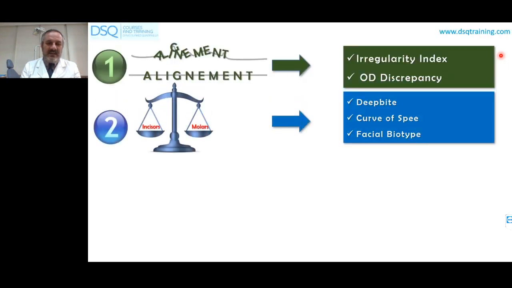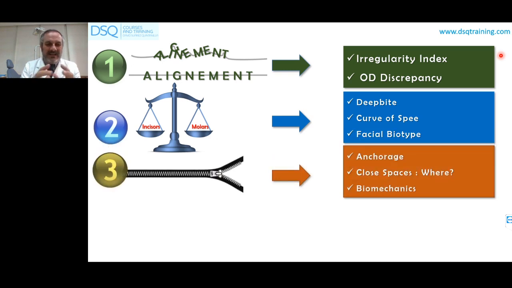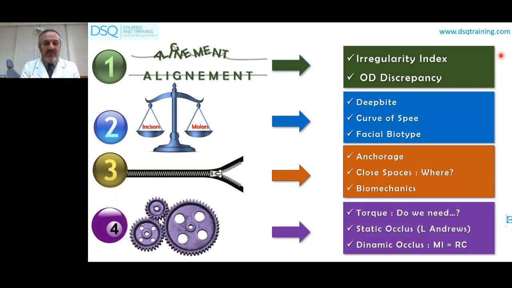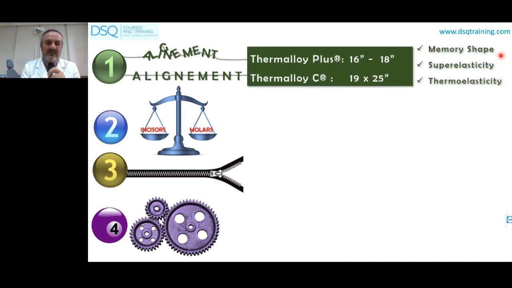We use the irregularity index and discrepancy for alignment, deep bite and curve of Spee for leveling. The criteria to select how to close the space is the anchorage, the percentage of extractions in our office, where to close the space, and the biomechanics. And in the fourth, the need of torque, the static occlusion and the dynamic occlusion, according to the coordination between the maximum intercuspidation and the centric relation.